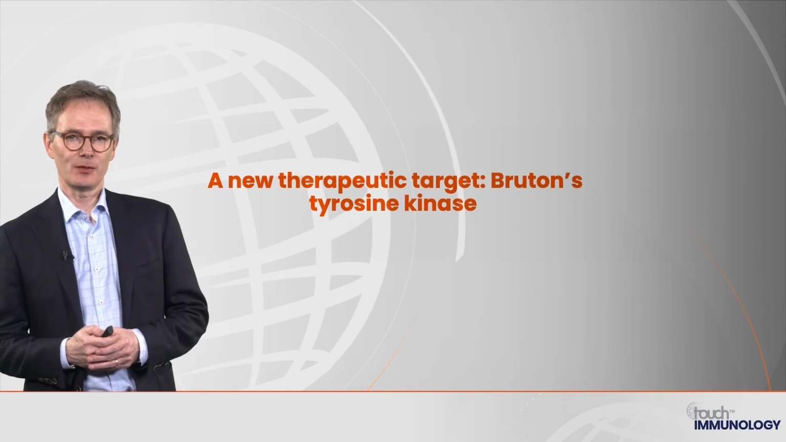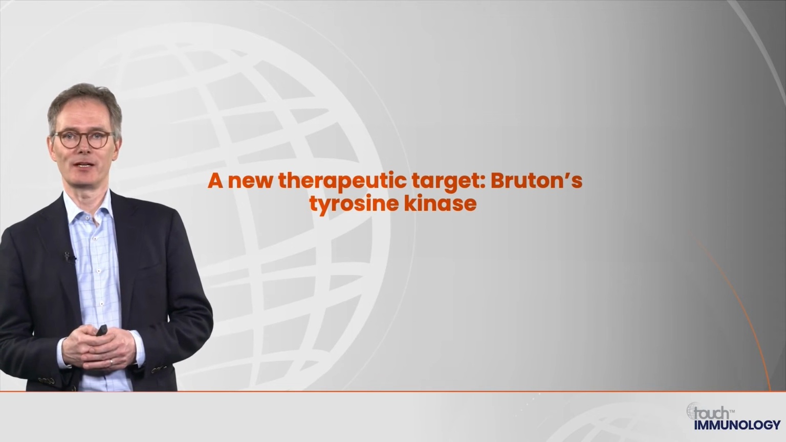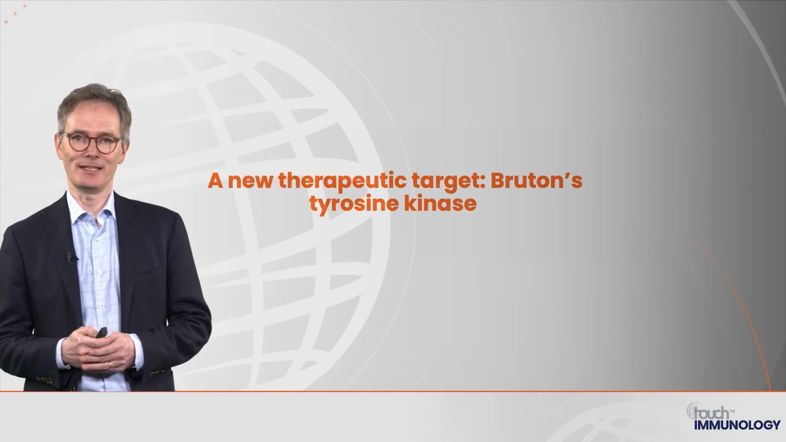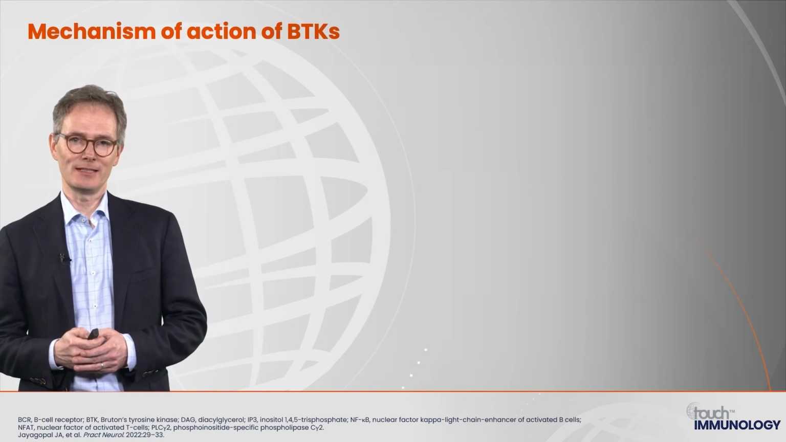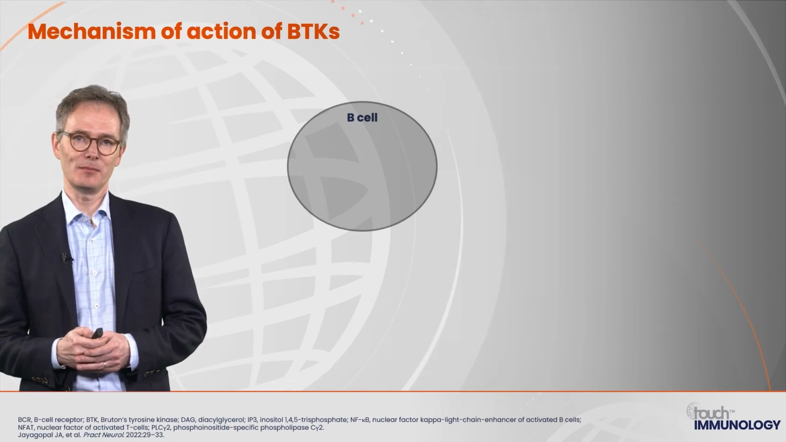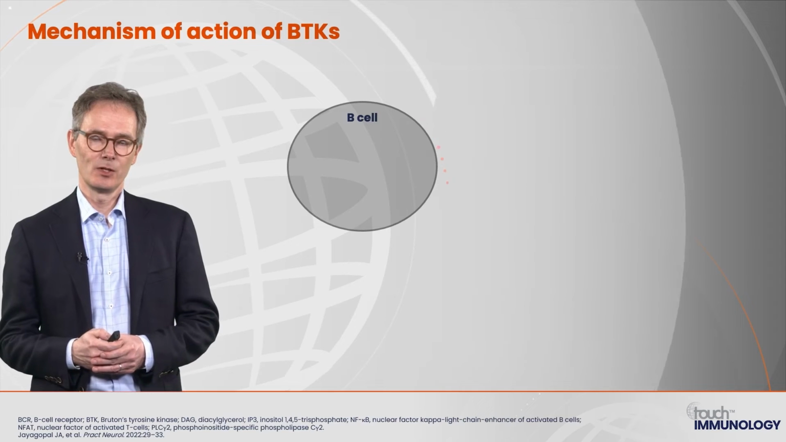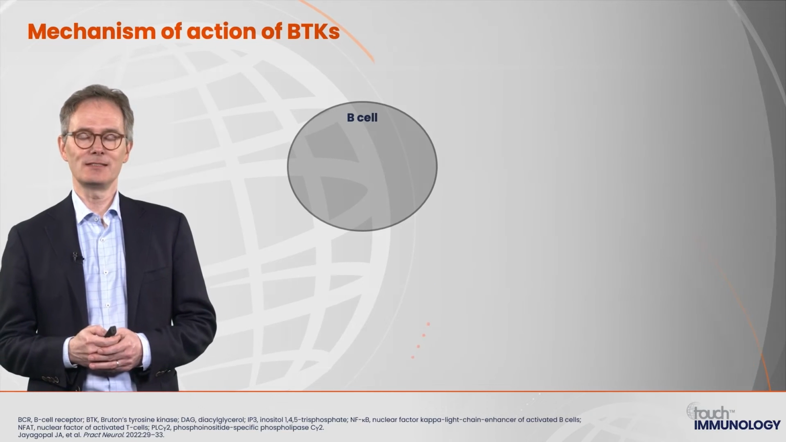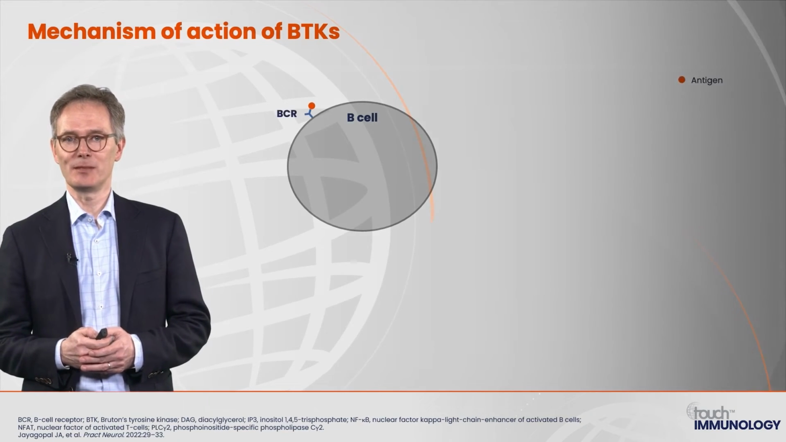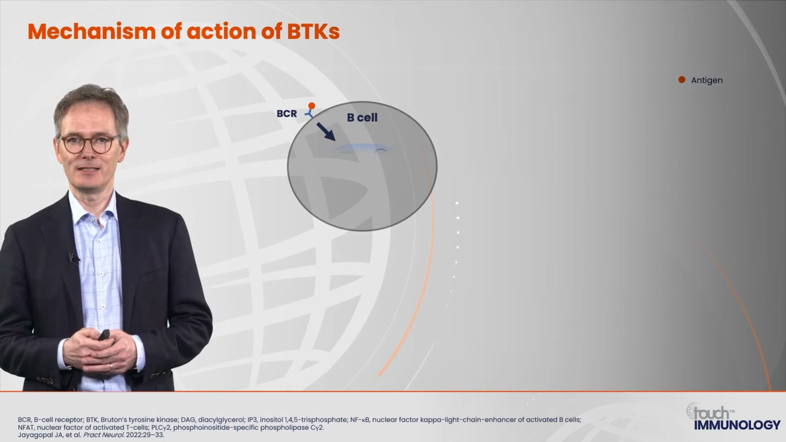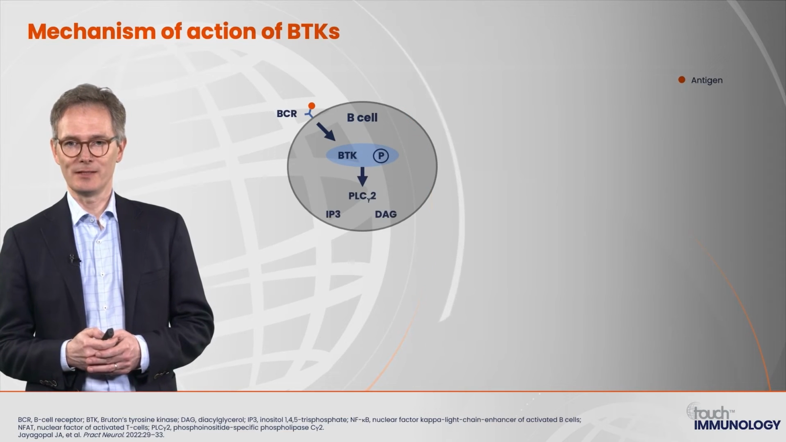So in the next section, I want to talk about a new therapeutic target. That's the Bruton's tyrosine kinase. Bruton's tyrosine kinase is an important enzyme in the activation of B cells. So once a B cell recognizes its target antigen via the B cell receptor, there's a cascade initiated inside the cell of the B cell.